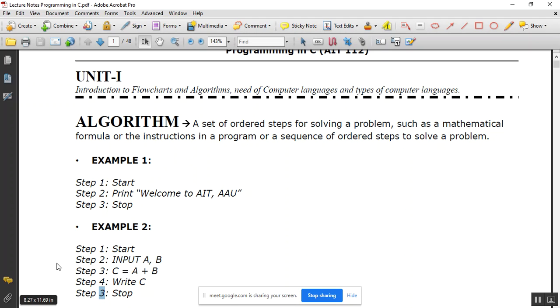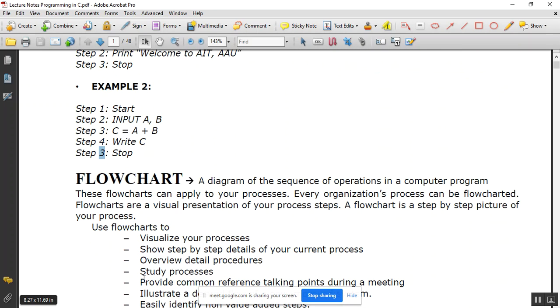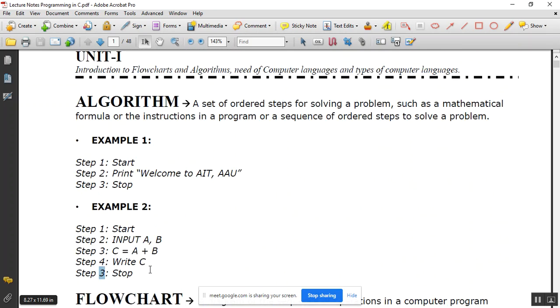So these are two algorithms. We can write an algorithm for any kind of problem. We can easily list out steps and we can follow those steps for solving it or for getting the result. Now the next topic is flowchart.